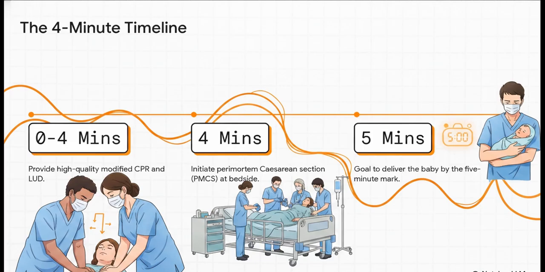The timeline here is incredibly strict. From minute 0 to 4, you provide high-quality modified CPR and LUD. But if the mother's heart hasn't restarted at minute 4, a perimortem cesarean section, formerly known as a resuscitative hysterotomy, must begin immediately at the bedside. You do not wait. You don't move her to the operating room. You perform it right there, with the ultimate goal of delivering that baby by the 5-minute mark.